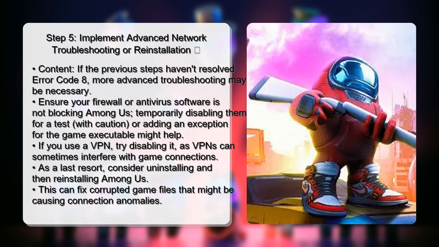Step five, implement advanced network troubleshooting or reinstallation. If the previous steps haven't resolved the error code, more advanced troubleshooting may be necessary. Ensure your firewall or antivirus software is not blocking Among Us, temporarily disabling them for a test with caution, or adding an exception for the game executable might help. If you use a VPN, try disabling it, as this can sometimes interfere with game connections. As a last resort, consider uninstalling and then reinstalling Among Us. This can fix corrupted game files that might be causing connection anomalies.